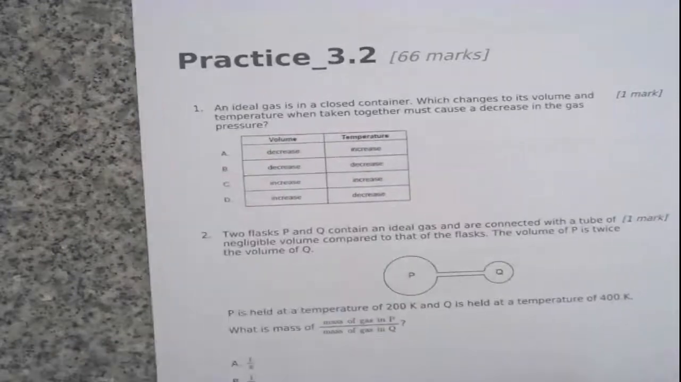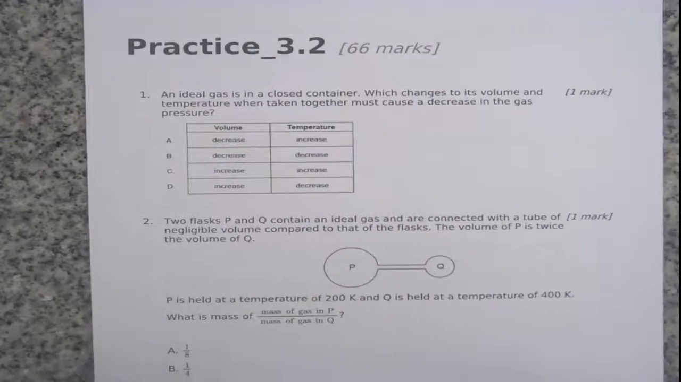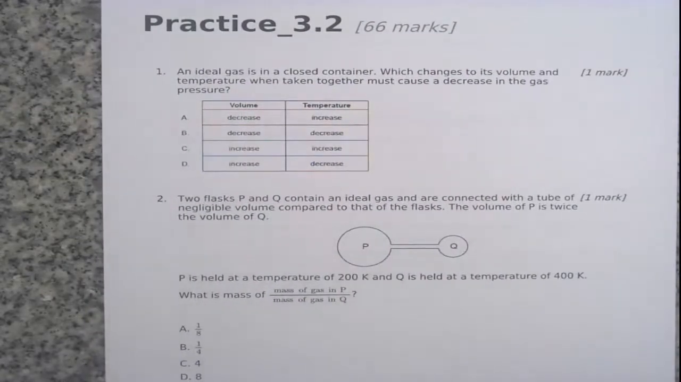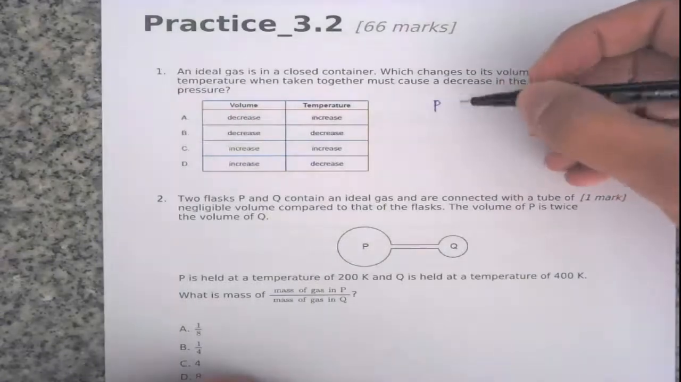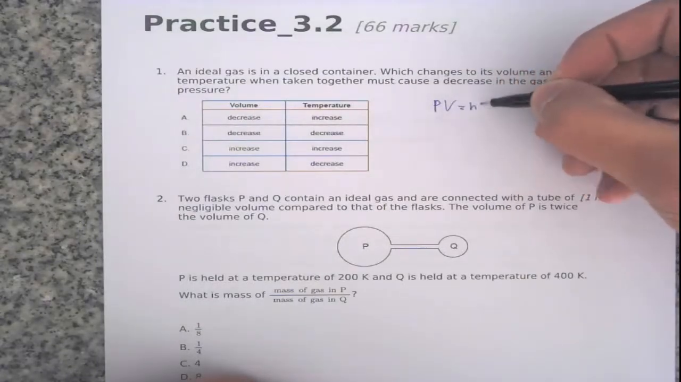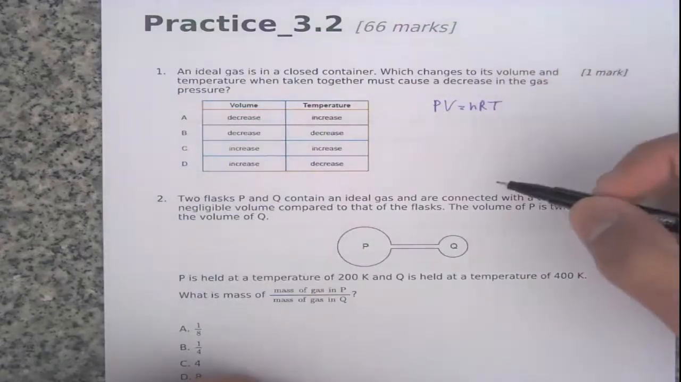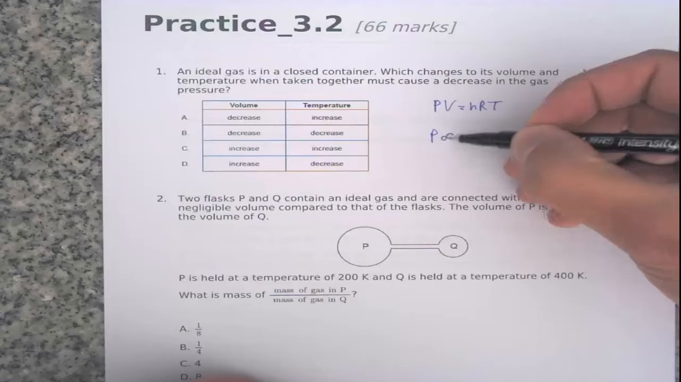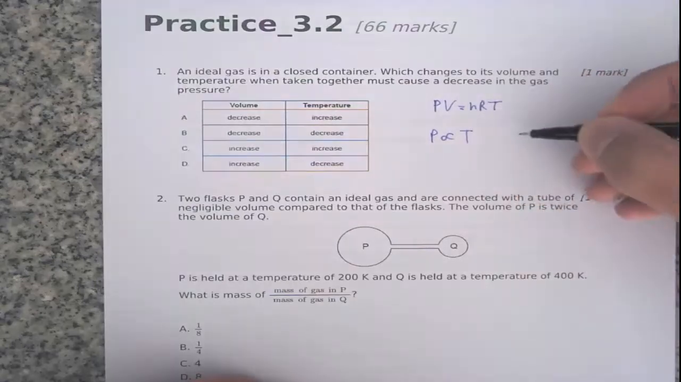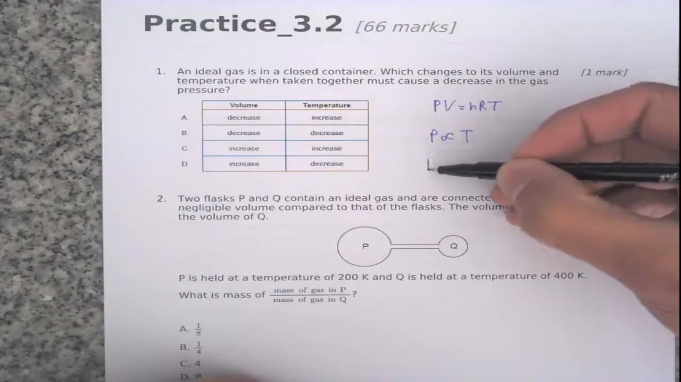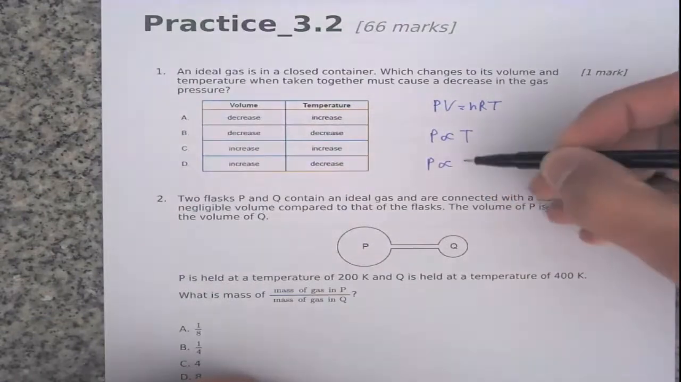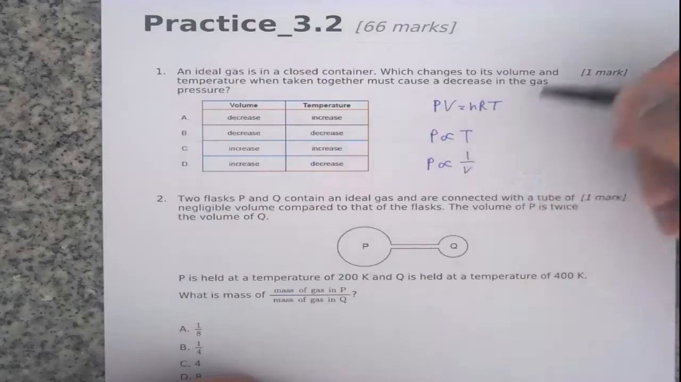So the correct answer, of course, is D. Now we move to a couple of exercises in topic 3.2. The first one says that you have an ideal gas in a closed container, which changes its volume and temperature, and these when taken together must cause a decrease in the gas pressure. So what we have to do here is work with the ideal gas law. From this one you know that the pressure is proportional to the temperature, of course when the volume is constant, and the pressure is also inversely proportional to the volume, of course when the temperature is constant.